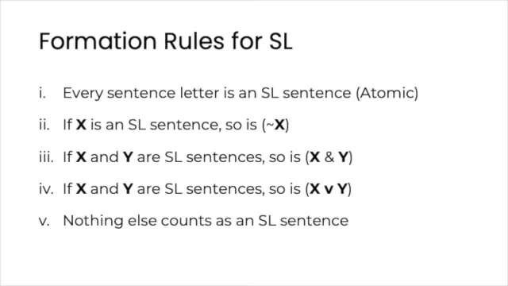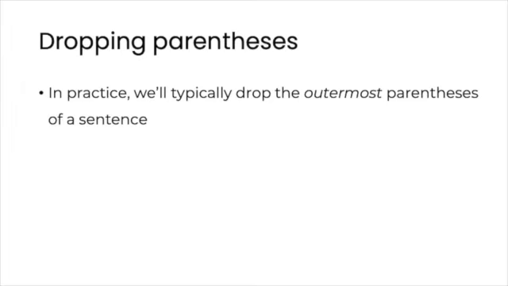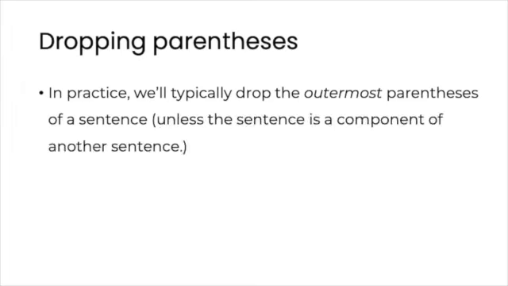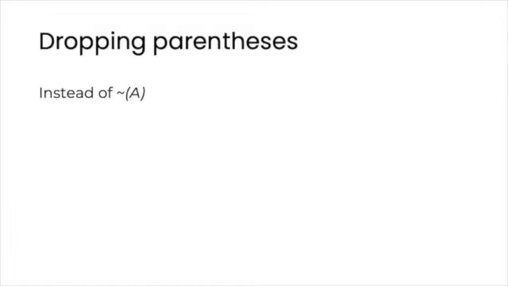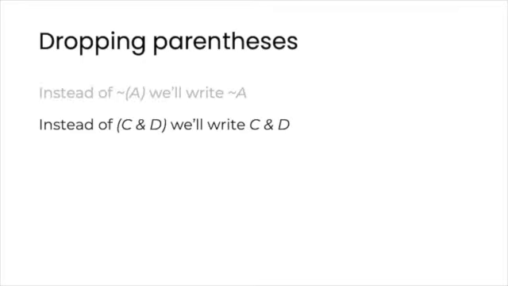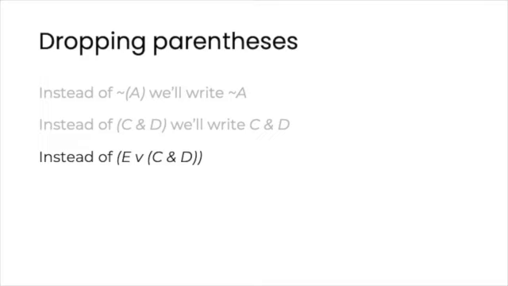Finally, our fourth clause tells us that nothing else counts as an SL sentence. And this is provisional, because we'll add more symbols in future lessons. Notice that in practice, we'll typically drop the outermost parentheses of a sentence, unless a sentence is a component of another sentence. So instead of writing this, we'll write this. Instead of writing this, we'll write this. And instead of writing this, we'll write this.